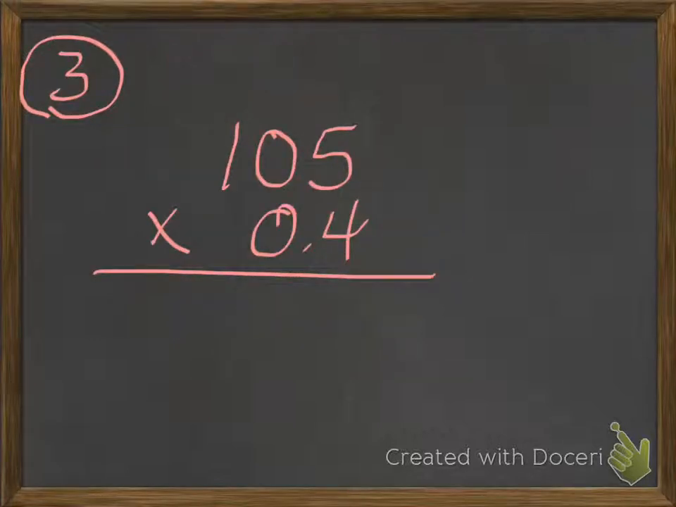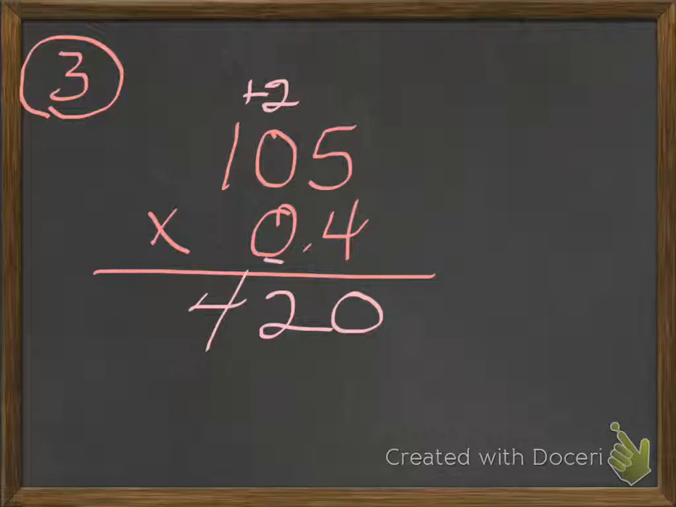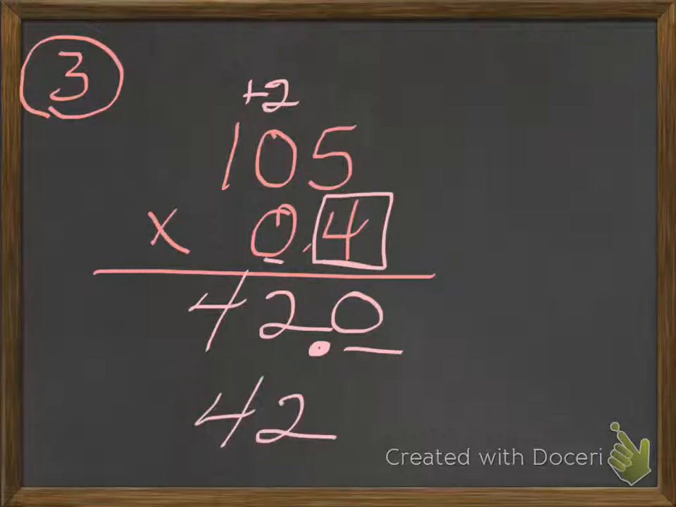105 times 0.04. Okay, so I've got 4 times 5 is 20. Put down the 0, I carry the 2. 4 times 0 is 0, plus 2 is 2. 4 times 1 is 4. Then we have a 0 next. Remember, 0 times the number is 0, so we don't need to do that one. We still need to count how many digits are after a decimal point, and there's 2. So we're going to move that decimal point so that there are 2 digits after it. So our answer is 4.20, which you could also write as 4.2.